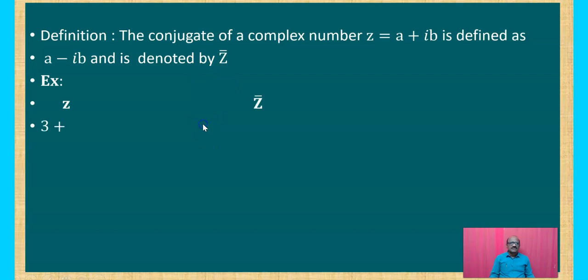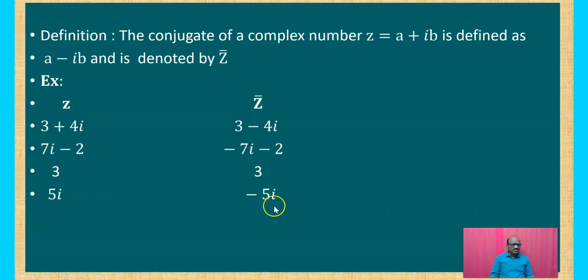See this table. 3 + 4i, its conjugate is 3 - 4i. Change the sign of only the imaginary part. Next is 7i - 2. The sign of the imaginary part is plus, here it becomes minus: -7i - 2. 3 stays as it is because 3 is a real number. 5i has conjugate -5i. 2 + root 3 stays as it is. 7 + root 5i, change the sign: 7 - root 5i.